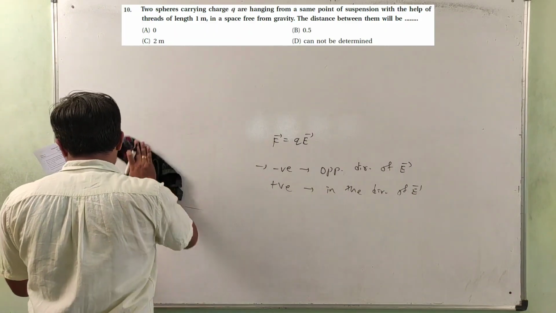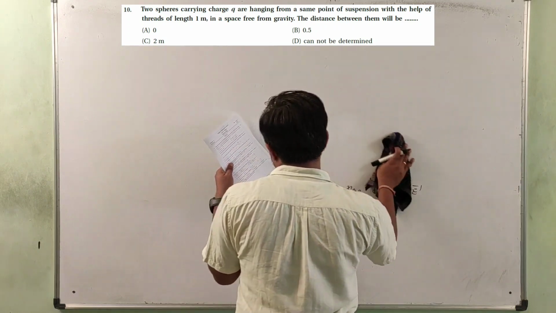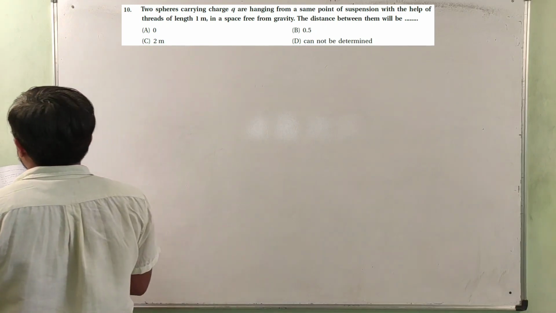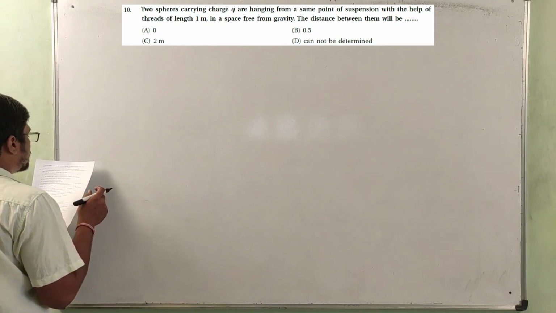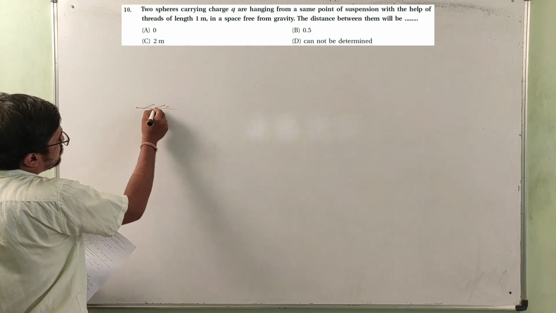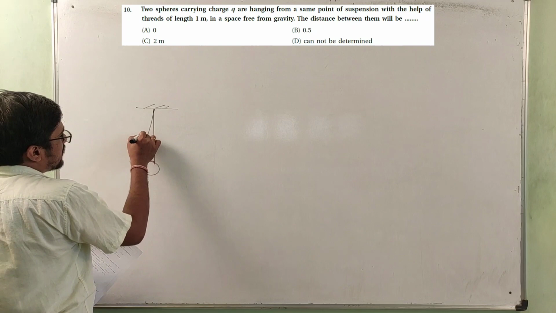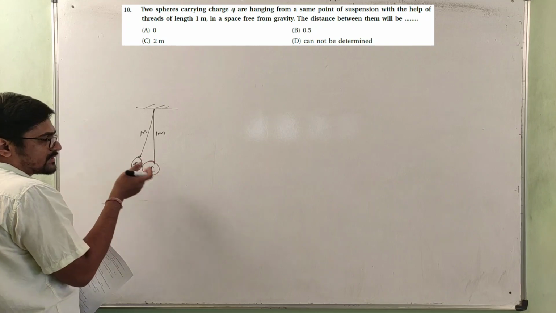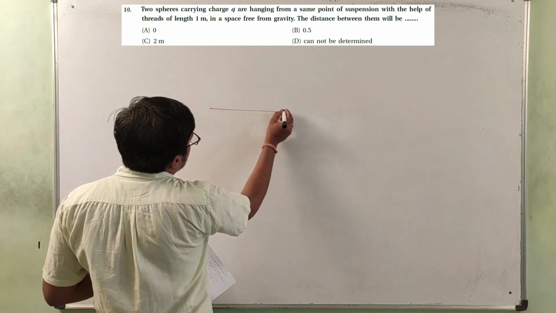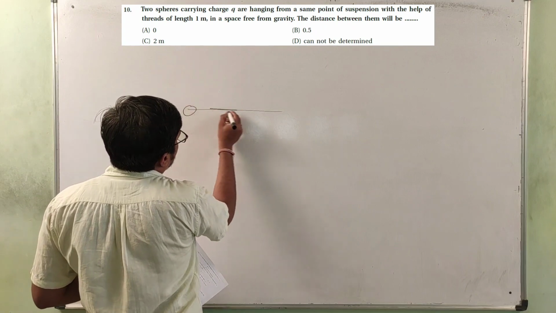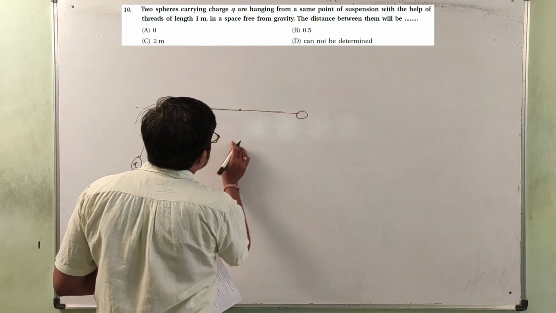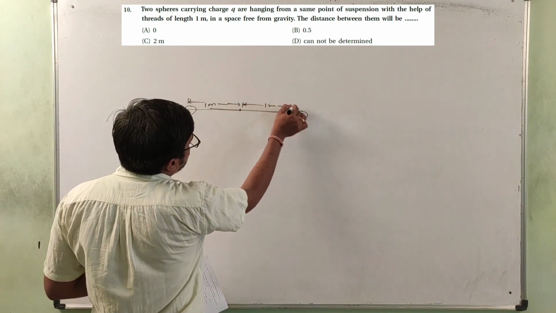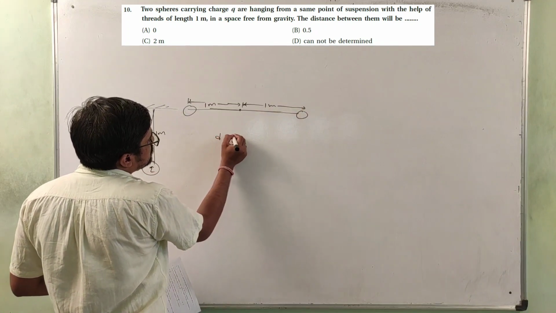10th question. Two spheres carrying q charge are hanging from the same point of suspension with the help of threads of length 1 meter. In a space free from gravity, the distance between them will be? Whenever you hang two spheres of equal charges with thread, what happens? Both will repel each other, since both have the same charge, plus plus or minus minus. Whenever gravity is not present, these charges move and arrange like this. This thread is of 1 meter length and this thread is also of 1 meter length. The distance between the two spheres becomes 2 meters.